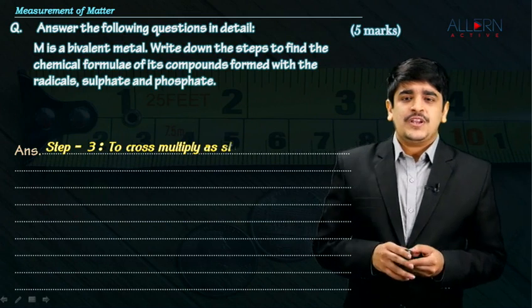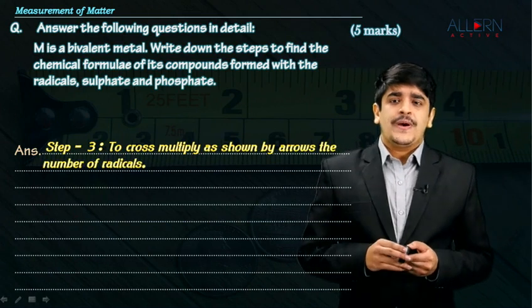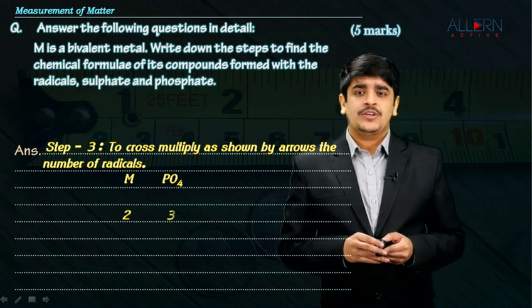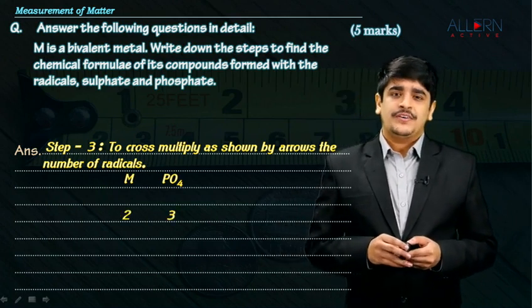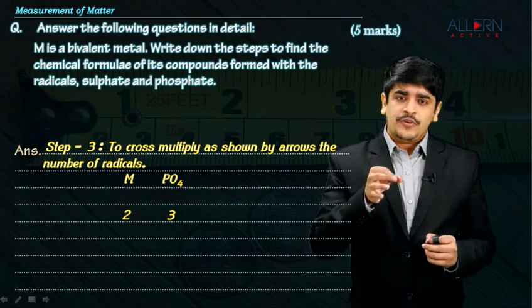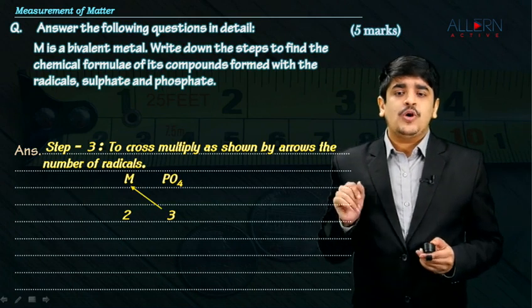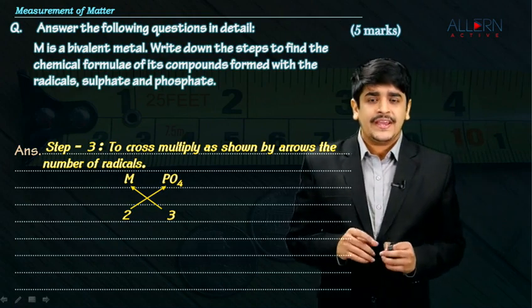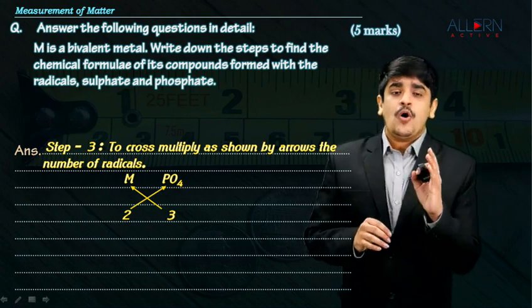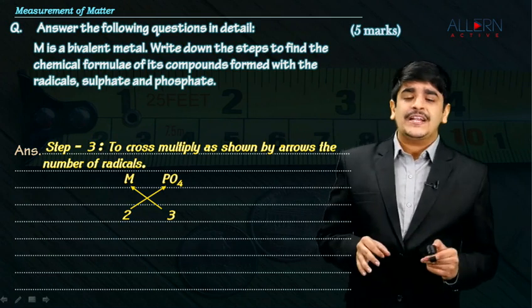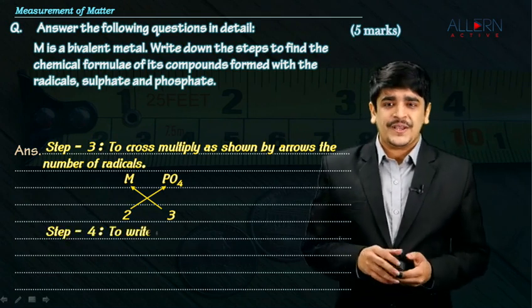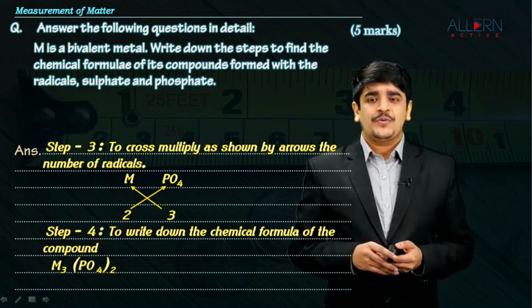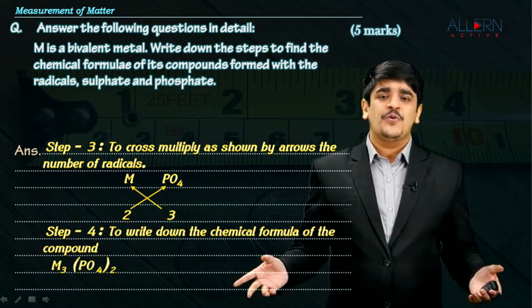Okay. Step 3. To cross multiply as shown by the arrows with respect to the number of radicals. M to the left, PO4 to the right, 2 to the left, 3 to the right. Now think. The 3 of PO4 will go to M. The 2 of M will go to PO4. And when that happens, I am going to get M3 (PO4) the whole twice, because I need that number 2 to be valid for the entire thing. So to write down the chemical formula of the compound, I am going to have M3(PO4)2.